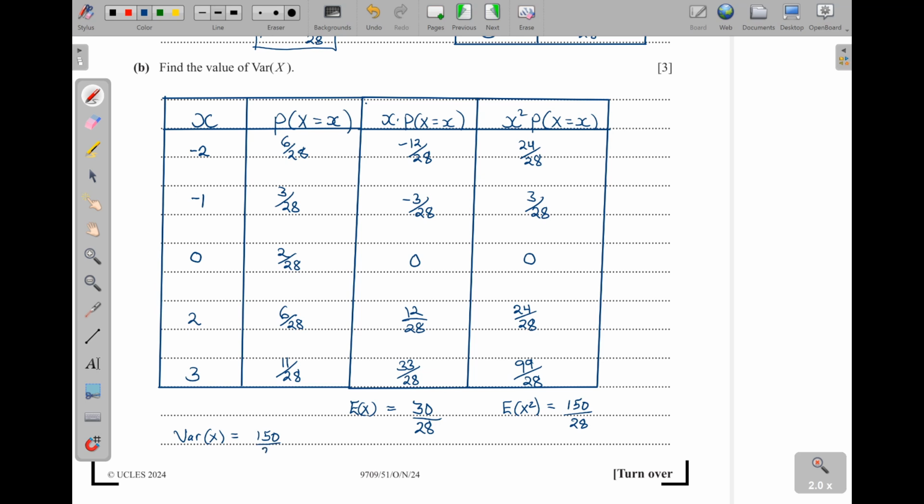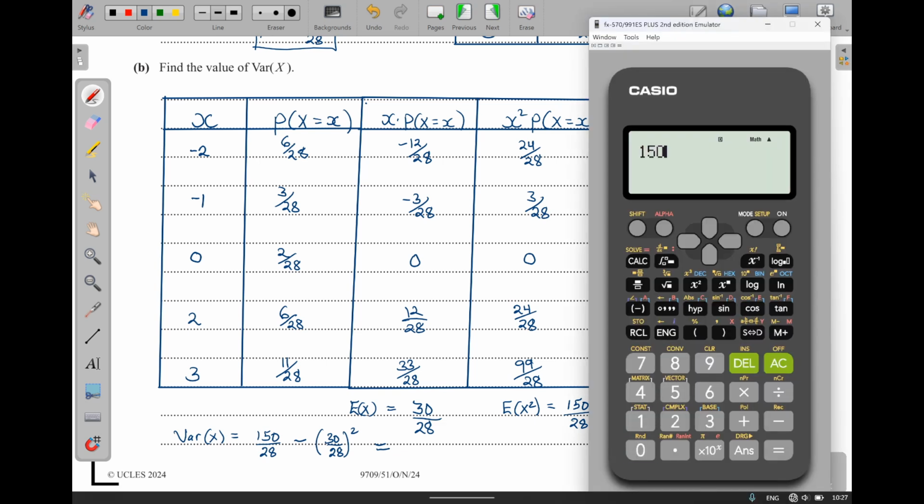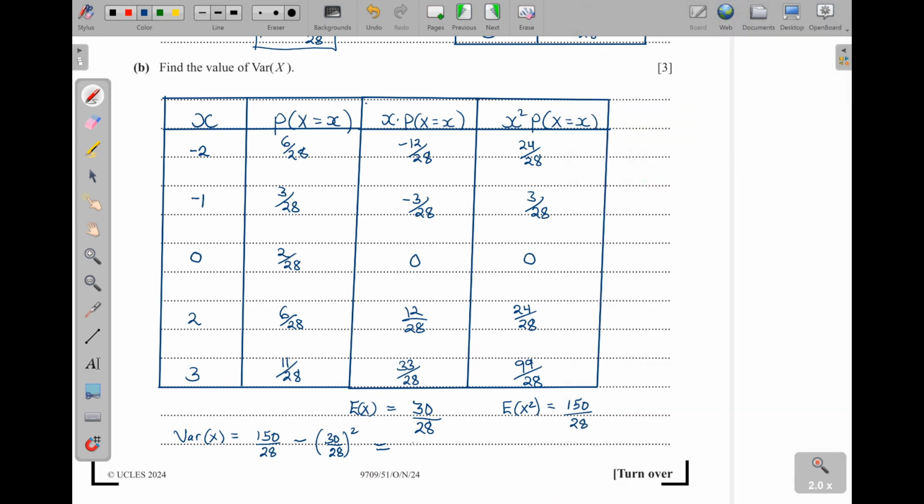then subtract the sum of x, then squared. So what do we get as our answer here? 150 out of 28, then subtract 30 out of 28, and then squared. So this one will give us 4.21 to 3 significant figures.